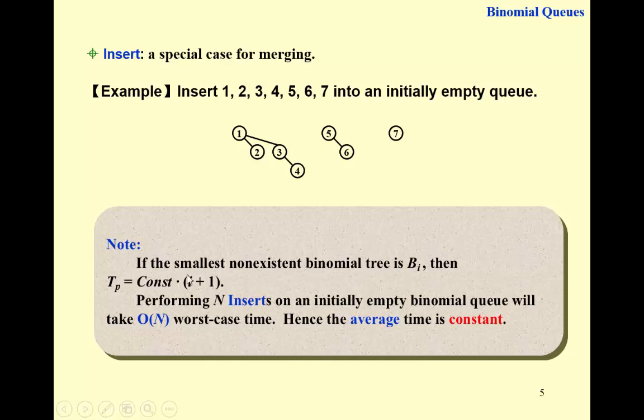Okay? And then we're going to see that performing n insertions on an initially empty binomial queue will take a linear worst case time. And therefore, the average time is constant. It's not so clear at this moment, but later on we're going to try to prove this conclusion.